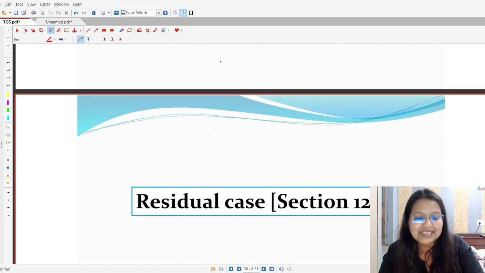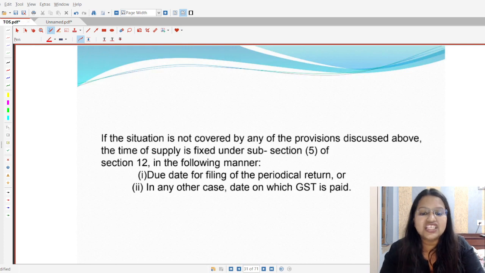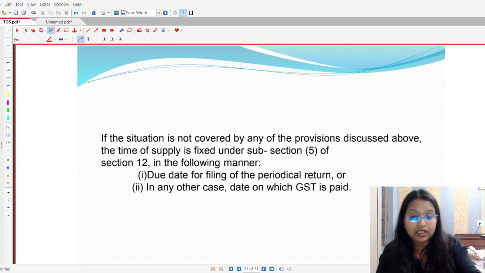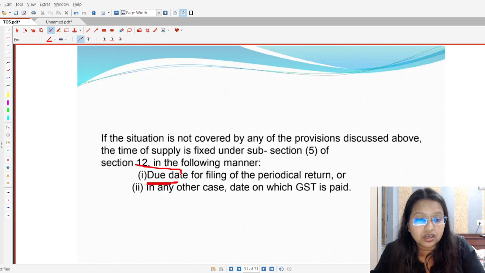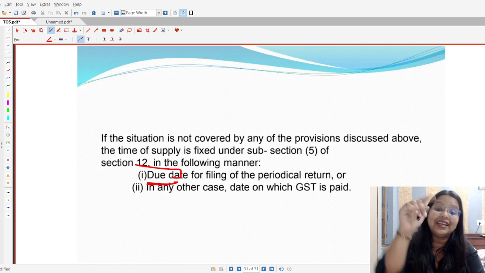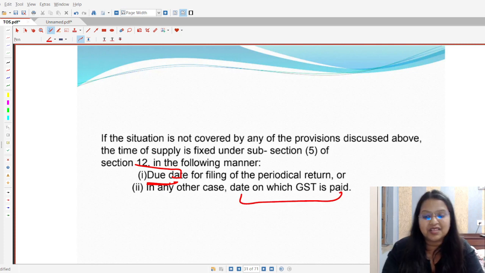Okay. Next is section 12 subsection number 5, that is the residual cases. In the case of residual cases, if the person is required to file the periodical return, then the due date for filing of the periodical return, now please listen very carefully, that is the due date, not the actual date. That is the due date as per the GST law. But if it is any other case, then the actual date on which the GST payment has been made.